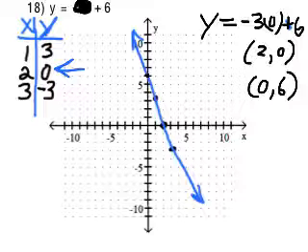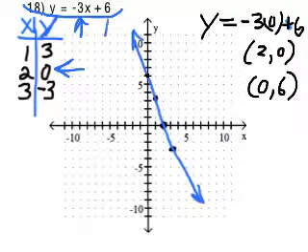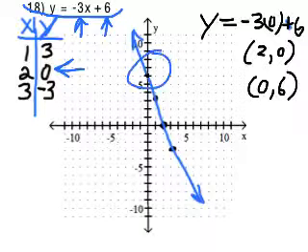Okay, now we'll go on to the third case, and that's our slope-intercept form. So here we already have the slope-intercept form. Y equals negative 3x plus 6. The negative 3, that's our slope. The 6 is our intercept. So we found the intercept already, right?